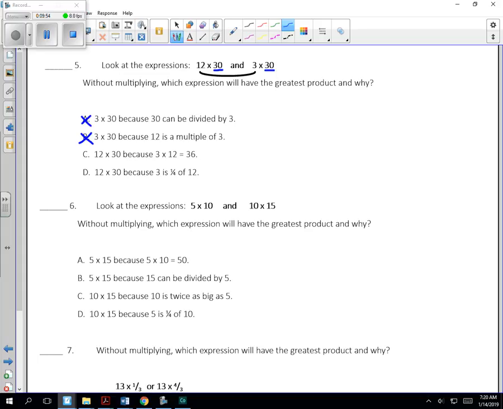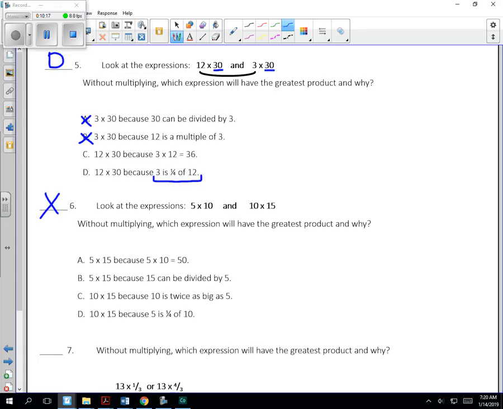So if we look at C, 12 times 3, or excuse me, 12 times 30, because 3 times 12 is 36. And again, that has nothing to do with the final answer. The answer is 12 times 30 because 3 is 1/4 of 12, or 12 is 4 times greater than 3. That is the reason why. And so the answer here would be D.